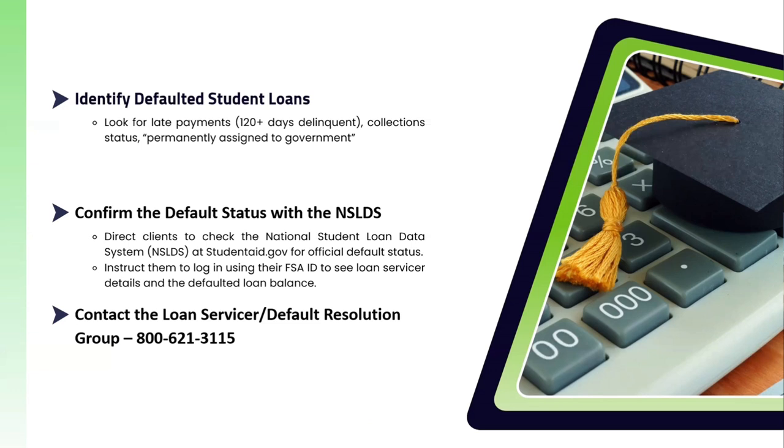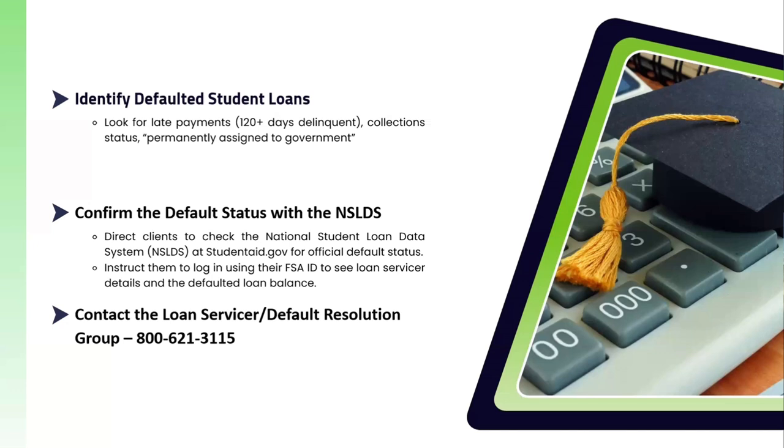Okay, what you're looking for is anything that is showing 120 days plus delinquent, and it will be a collection account, and usually will say this on the credit report: permanently assigned to government. Those are the keywords that you're looking for: collection or permanently assigned to government. That is a defaulted student loan, and it will have a balance. Once you see that, you absolutely know you have a defaulted student loan.